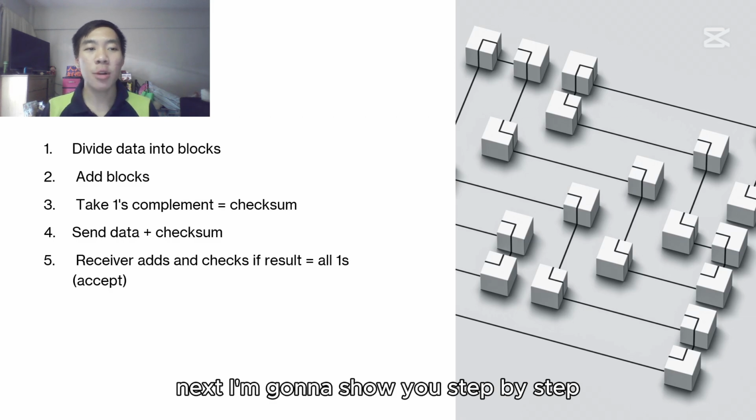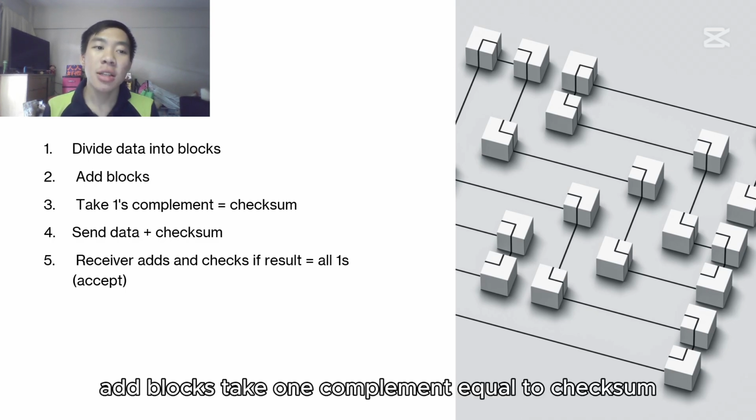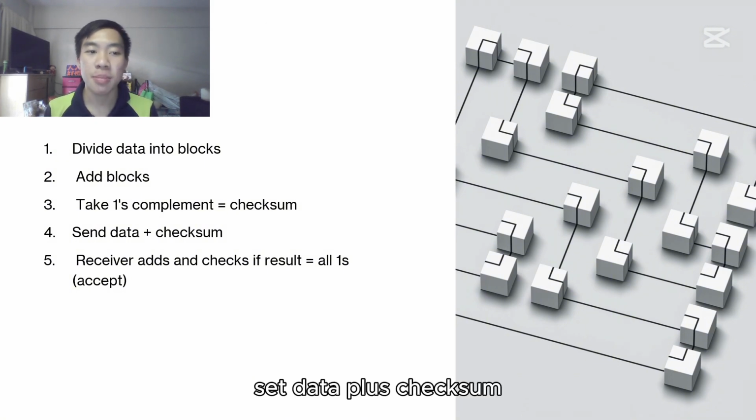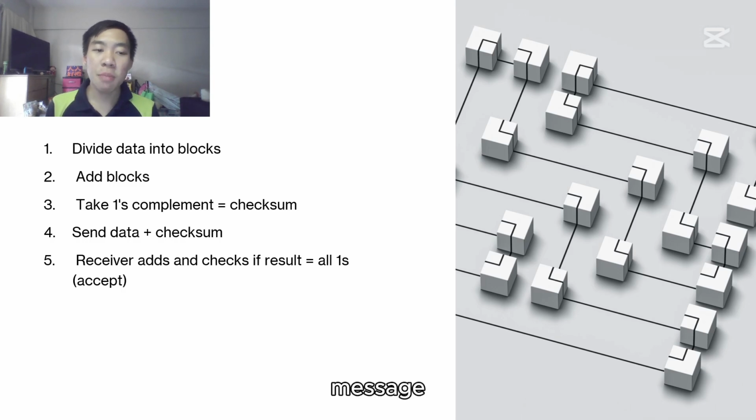Next, I'm gonna show you step by step. First, divide the data into blocks. Add the blocks. Take the one's complement, which equals the checksum. Send data plus checksum. The receiver adds and checks if the result is all ones, which means we're gonna accept the message.